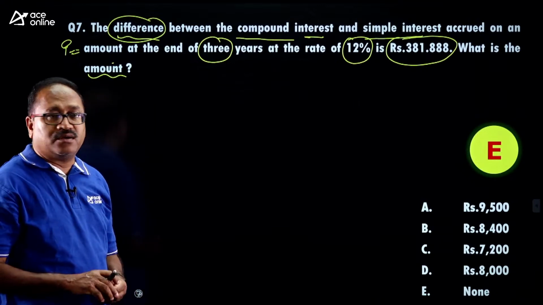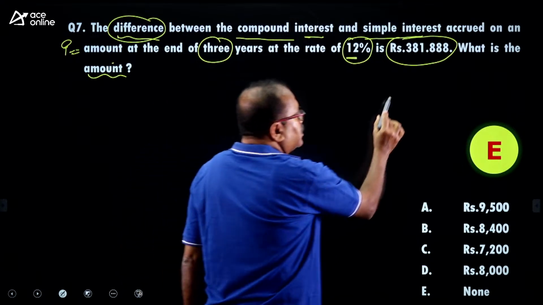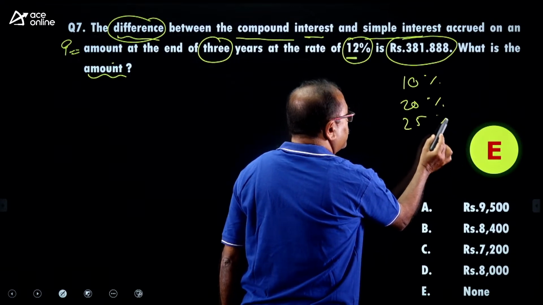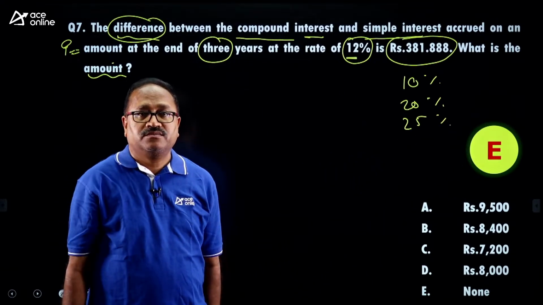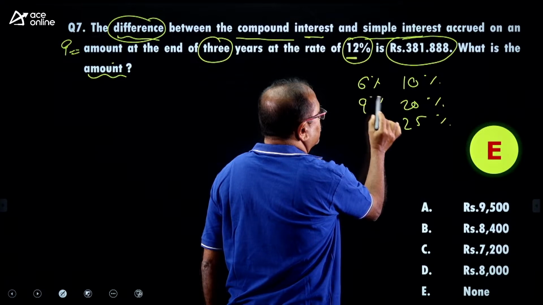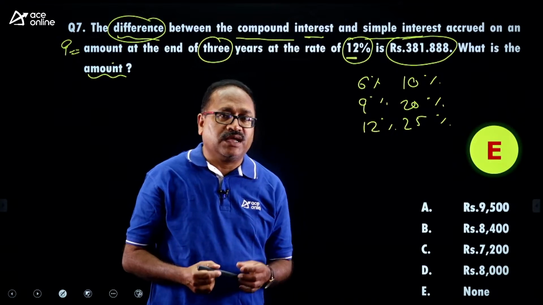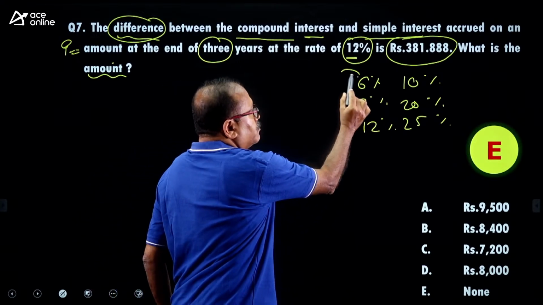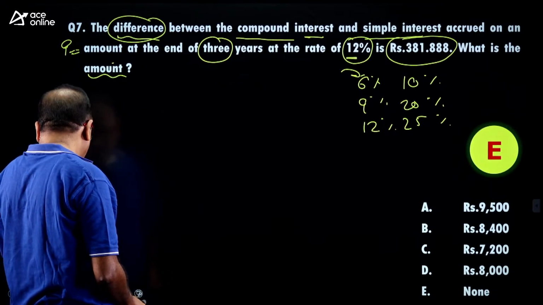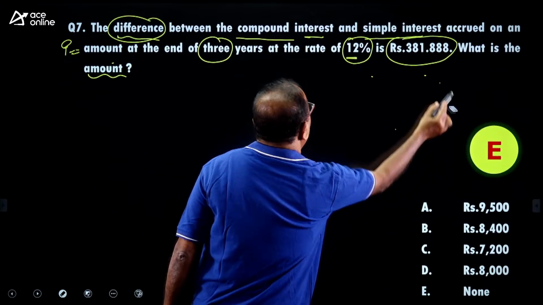I will not follow the usual approach in this case, because the rate of interest is 12%. One category is the rate of interest 10%, 20% or 25%. These are all very easy; I will apply the formula. But another category is the rate of interest 6%, 9%, 12% kind of thing. They are not easily cancelled. Therefore, for this we will apply the new approach, and I am going to discuss that. Please stay here and look at what it is.